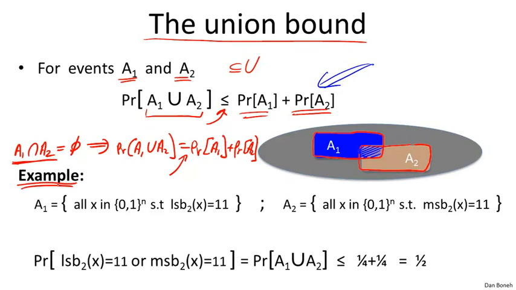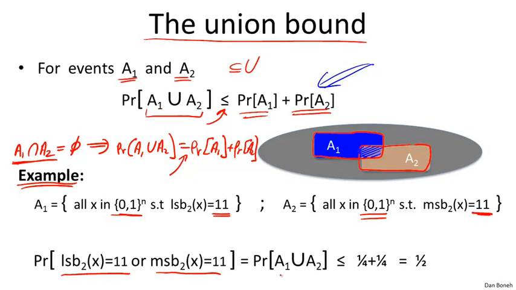Suppose our event A1 is the set of all n-bit strings that happen to end in 1, 1. And suppose A2 is the set of all n-bit strings that happen to begin with 1, 1. Think of n as 8 or some large number. I'm asking now, what is the probability that either A1 happens or A2 happens? In other words, if I sample uniformly from the universe U, what is the probability that either the least significant bits are 1, 1, or the most significant bits are 1, 1.